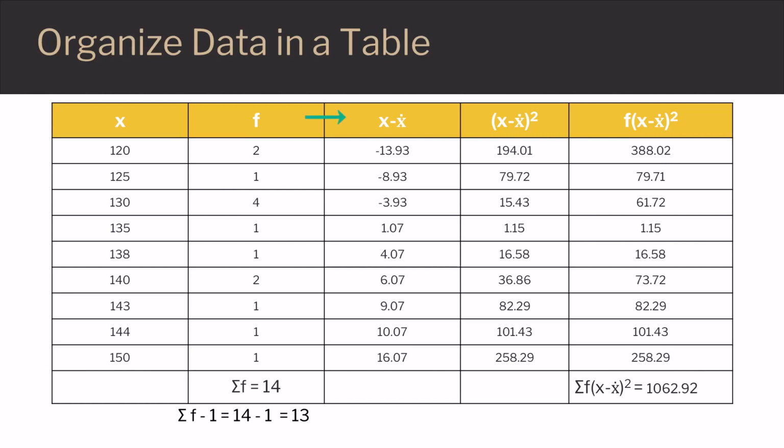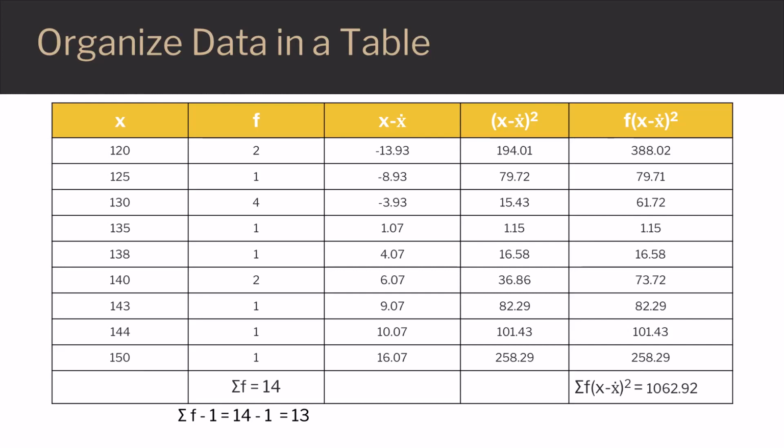The next column lists the difference between the data value and the mean. You just subtract the mean from the data value. The next one is the square of the difference. Finally, you multiply the squared difference by the frequency to give the values in the last column. For instance, in the first row, we had 194.01 as the squared difference and a frequency of 2. So multiply 194.01 by 2 and get 388.02 in the last column.